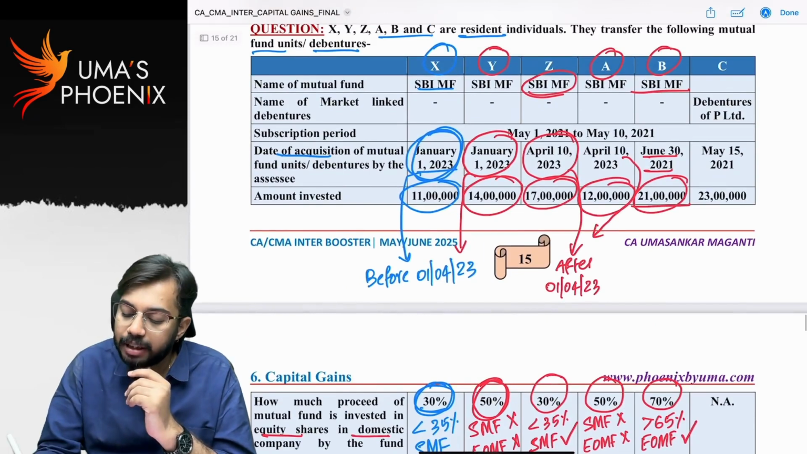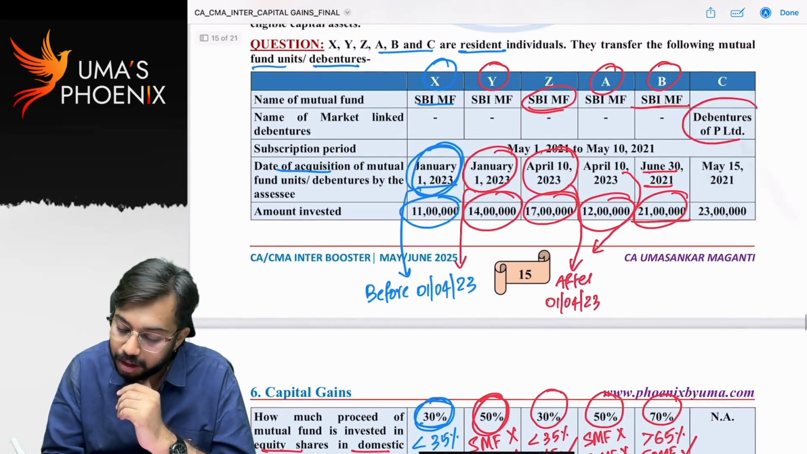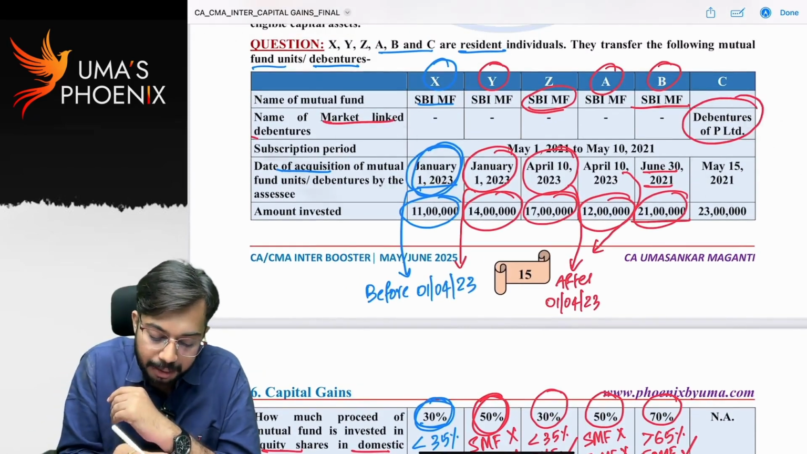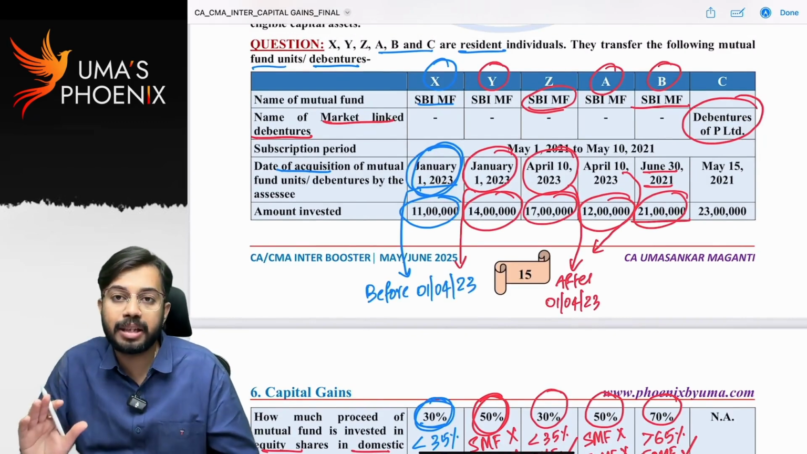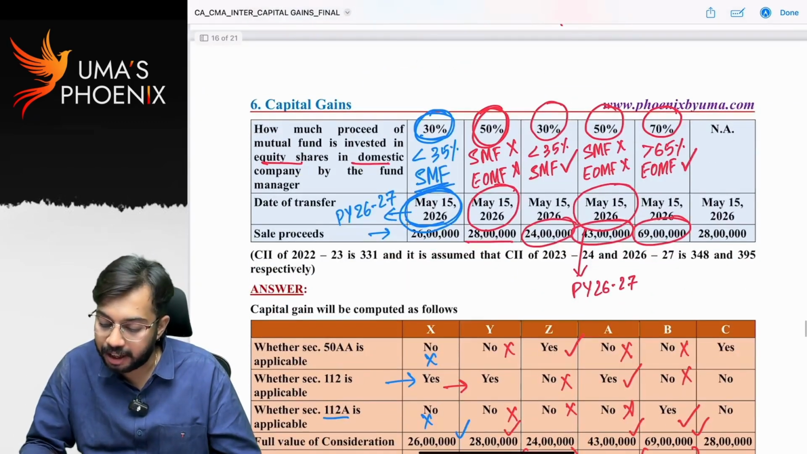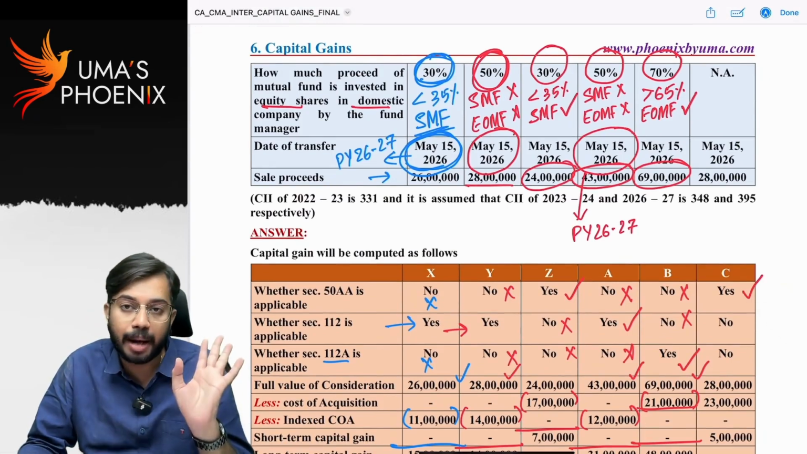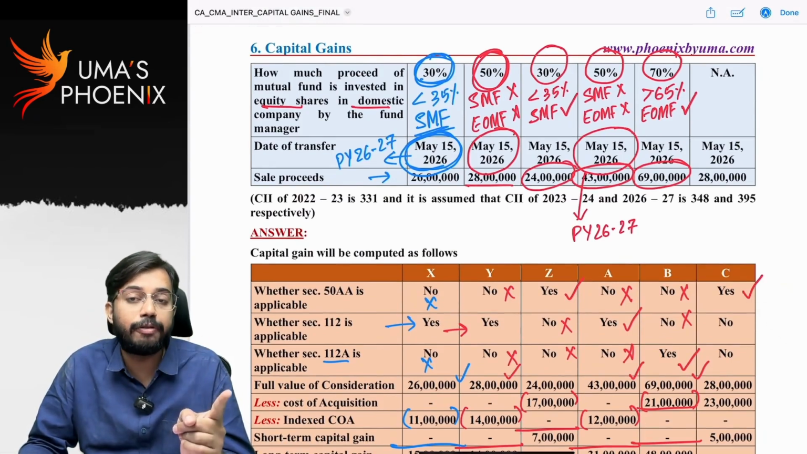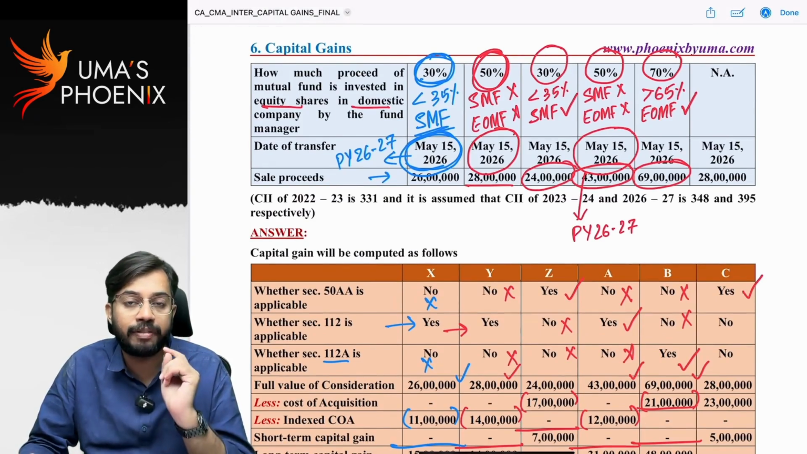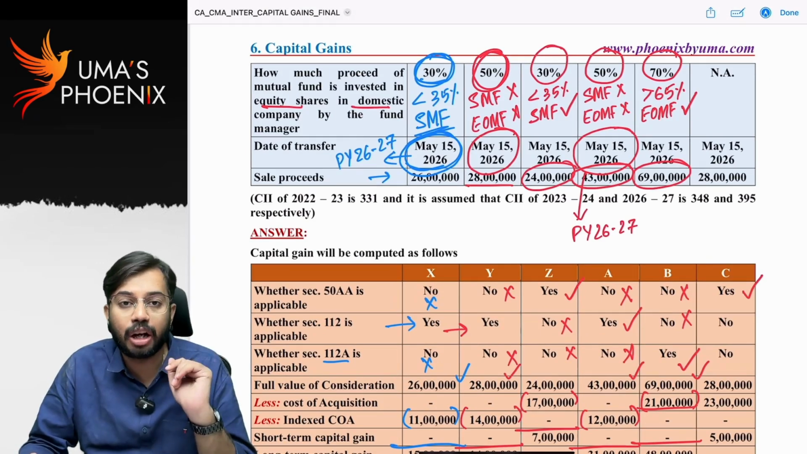Next, debentures of P Limited. These are market linked debentures. For market linked debentures, section 50AA gets attracted. If 50AA gets attracted, it is always treated as short term capital asset, and a difference between full value of consideration and cost of acquisition is considered as short term capital gain.